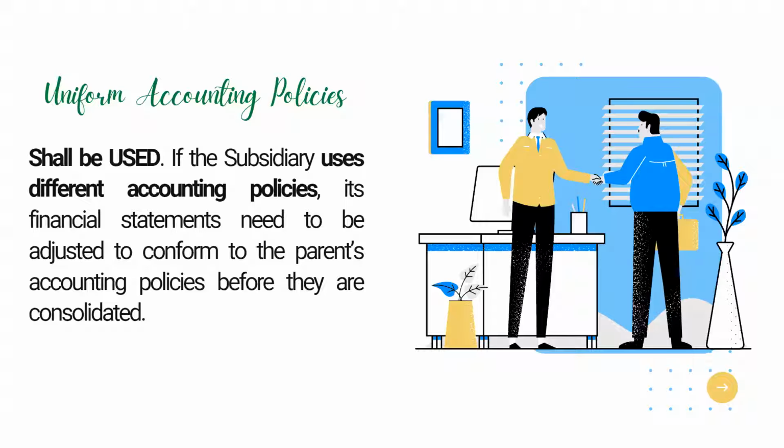Next is the uniform accounting policies. It shall be used if the subsidiary uses different accounting policies. Its financial statements need to be adjusted to conform to the parent's accounting policies before they are consolidated. Example is, if the parent company uses FIFO and the subsidiary uses LIFO, the subsidiary should adjust its accounting policies to coincide with the parent's accounting policy, which is FIFO.